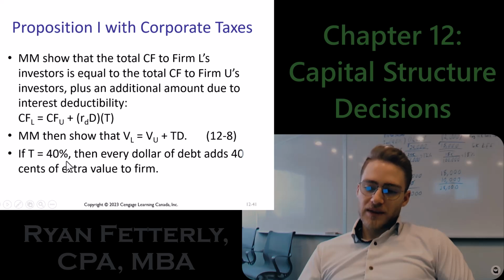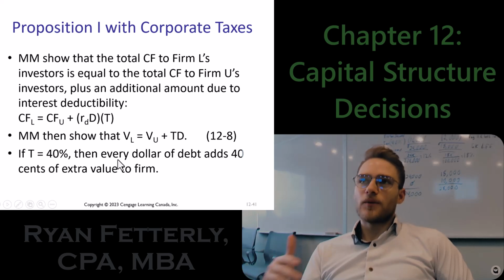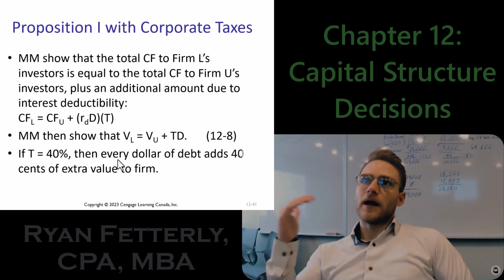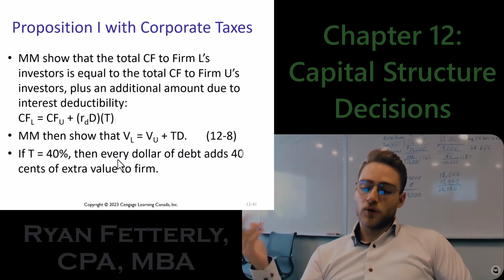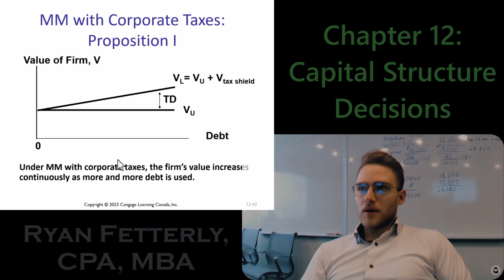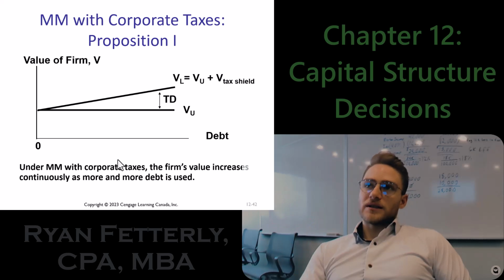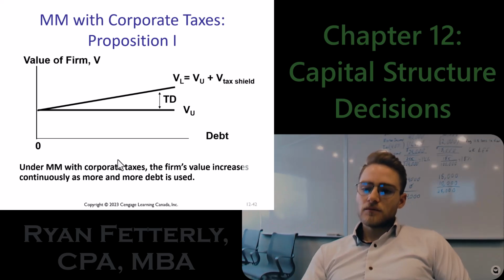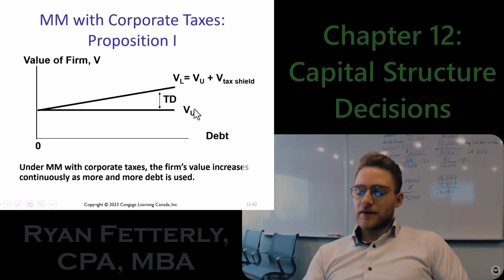So if our corporate tax rate is 40%, then every time we add on $1 in debt, the value of the firm goes up by basically 40 cents. Graphed out, this is what it looks like. So the value of firm L, right? This is the value of the unlevered firm, right?